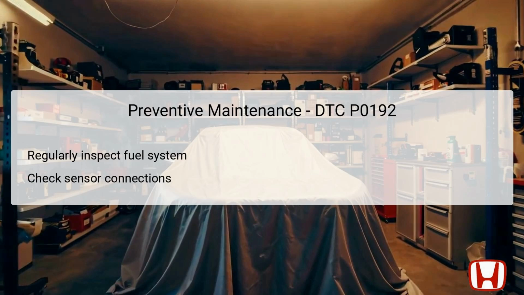Preventive maintenance is key to avoiding future occurrences of DTC P0192. Regular inspections of the fuel system, including the fuel rail pressure sensor, can help identify potential issues before they escalate into larger problems. Technicians should routinely check the physical connections and wiring associated with the fuel rail pressure sensor to prevent damage from environmental factors, such as moisture or corrosion.